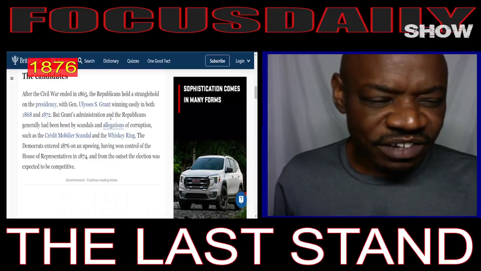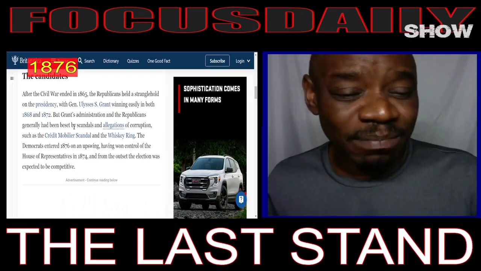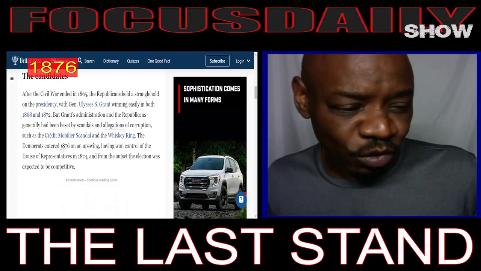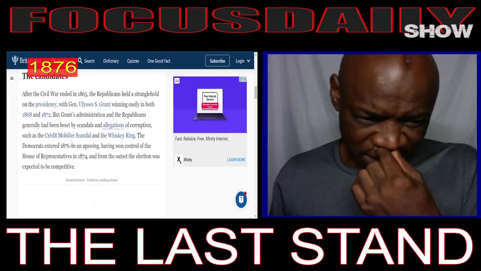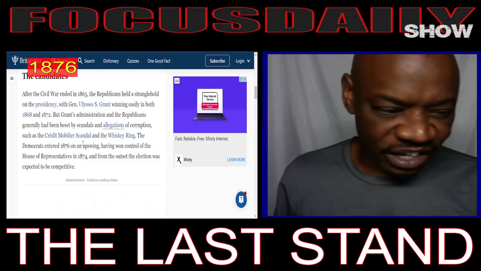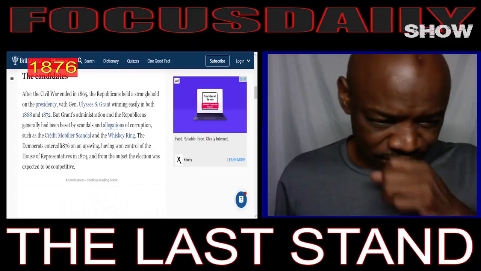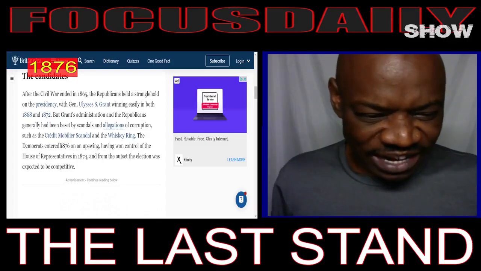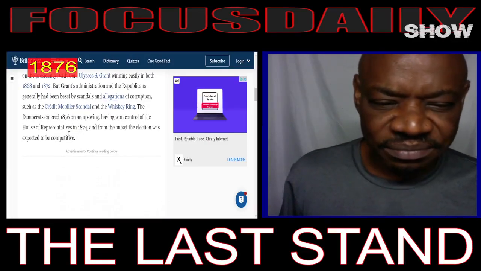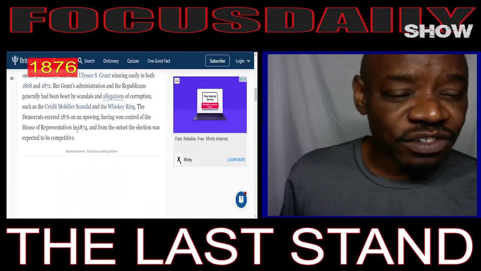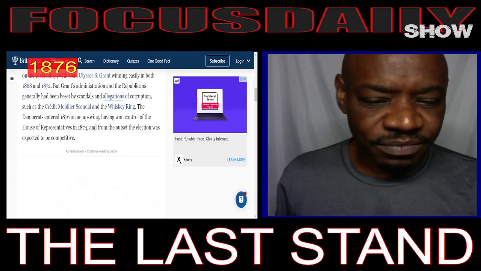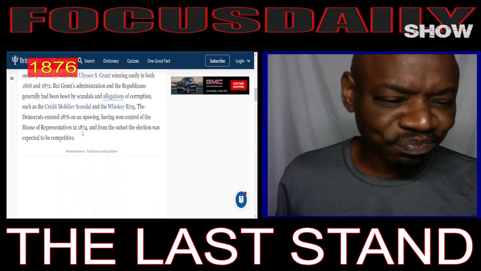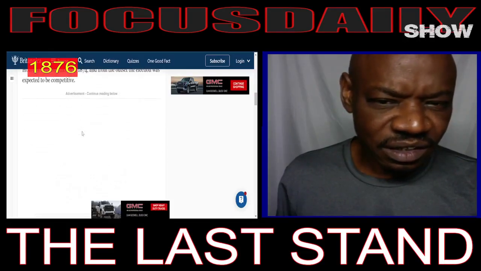But Grant's administration and the Republicans generally had been beset by scandals and allegations of corruption, such as the Crédit Mobilier scandal and the Whiskey Ring. The Democrats entered 1876 on an upswing, having won control of the House of Representatives in 1874. From the outset, the election was expected to be competitive.